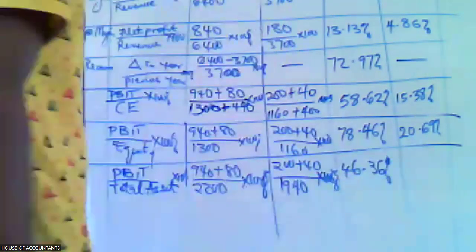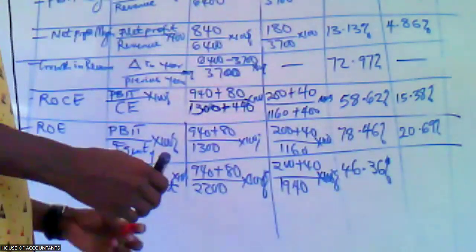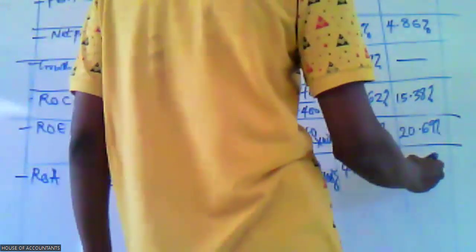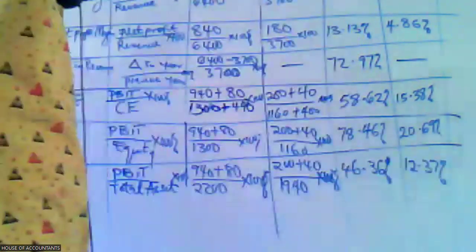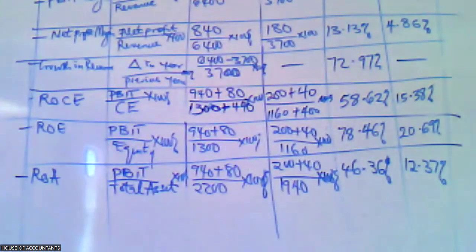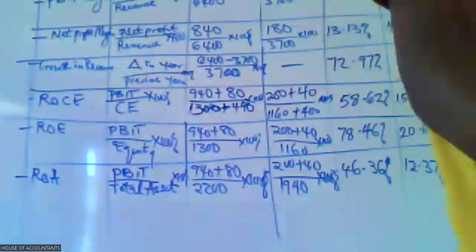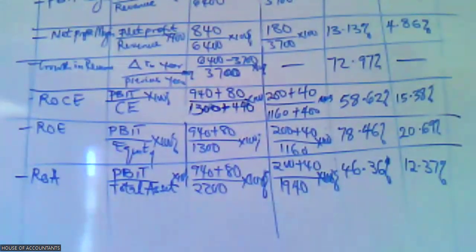Okay, the second one. 12.37. So that is all we can calculate under profitability ratio. The next one we calculate is the efficiency ratio. And after the efficiency ratio, we do the liquidity, and that's all.